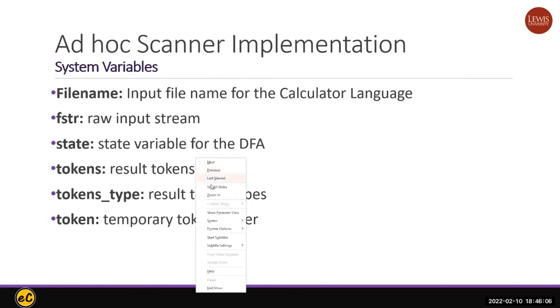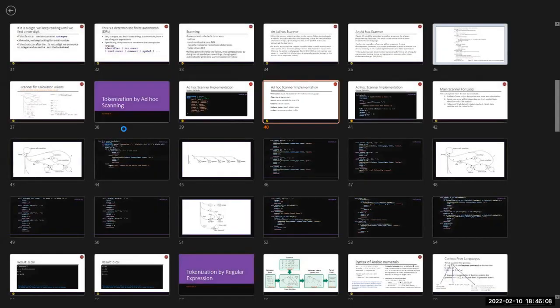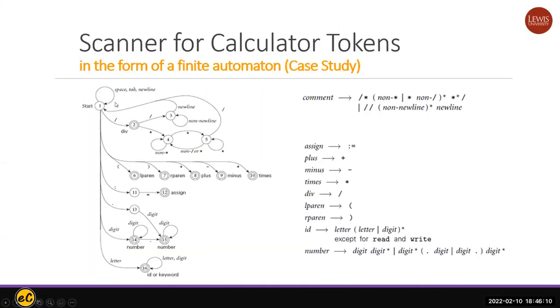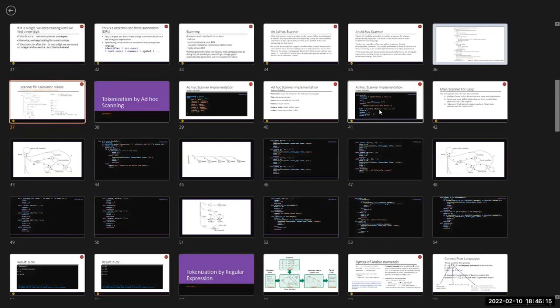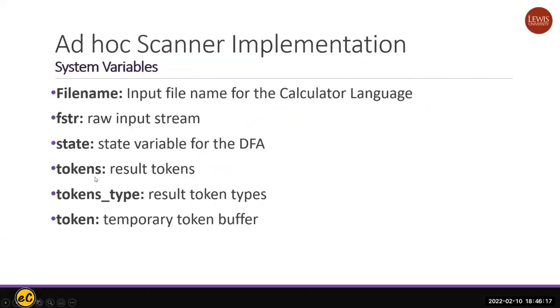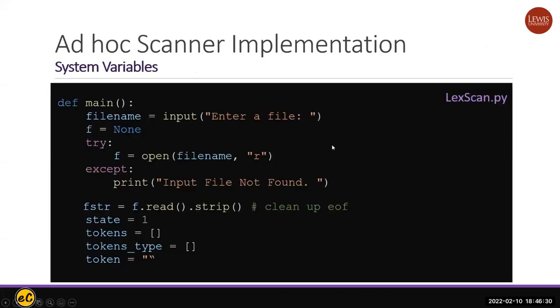This state variable will be following the number that we have in this finite automata. And then we have tokens, okay, that's the resulting tokens, and each token has a token type. Then there's a temporary token buffer, something that you would use to create a token, and you have the token type as well.